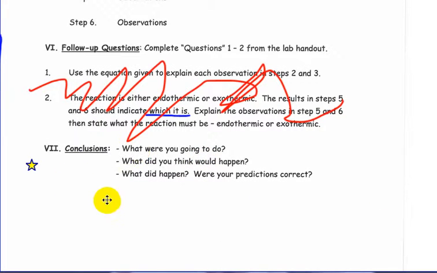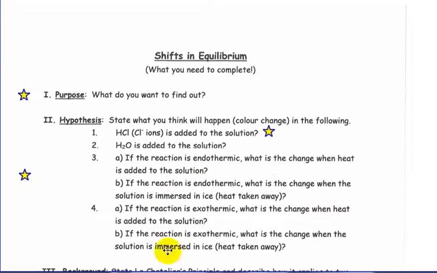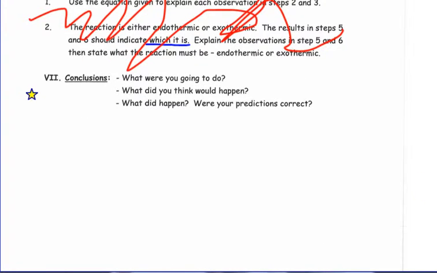In the conclusion, yes, we will answer these 3 questions. What were you going to do? You can simply say the purpose was to da-da-da. What did you think would happen? It was thought that da-da-da-da would happen. So just basically summarize in 1 or 2 sentences what you expected to have happened over here, and then kind of comment, were you correct? What did actually happen, etc.